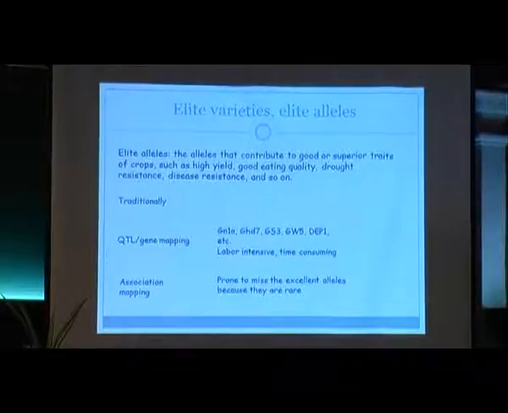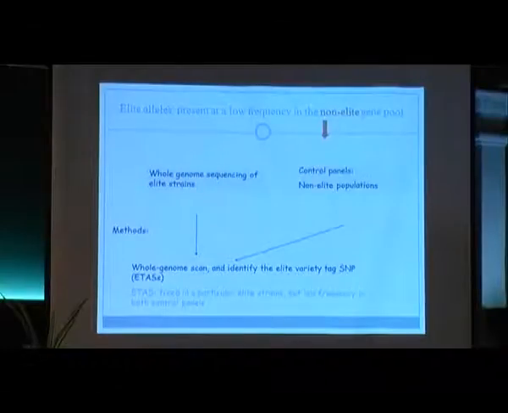On the other hand, association mapping, another popular method, has very good resolution, provided you have a large population, and it can also save a lot of time. But it tends to miss the elite alleles, because usually the elite alleles can be very rare. So how do we identify the elite alleles that are probably present at a low frequency in the gene pool?